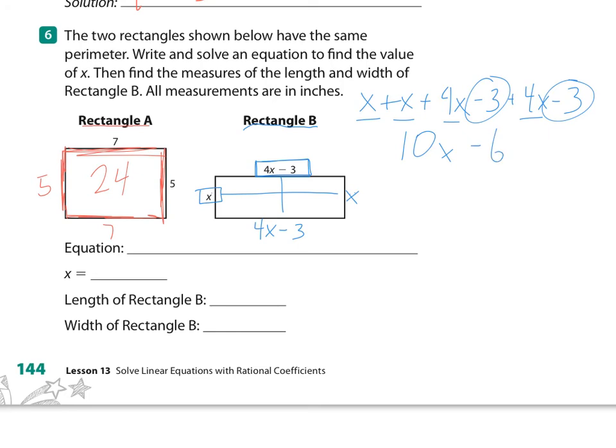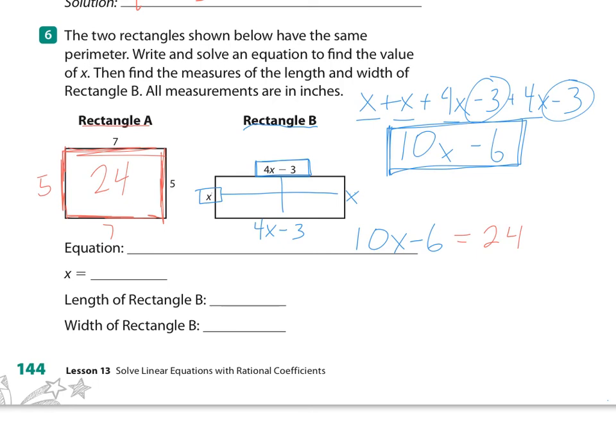So here's our 2 perimeters right here. One of them is a decent number, 24. The other one is this expression, 10x minus 6. It wants me to figure out eventually what's the length and width of this rectangle. So here's what I'd like to do. Let's set these 2 equal to each other. So my equation looks like this. 10x minus 6 is now equal to 24. All that says is rectangle B is equal to rectangle A when we're discussing their perimeters.